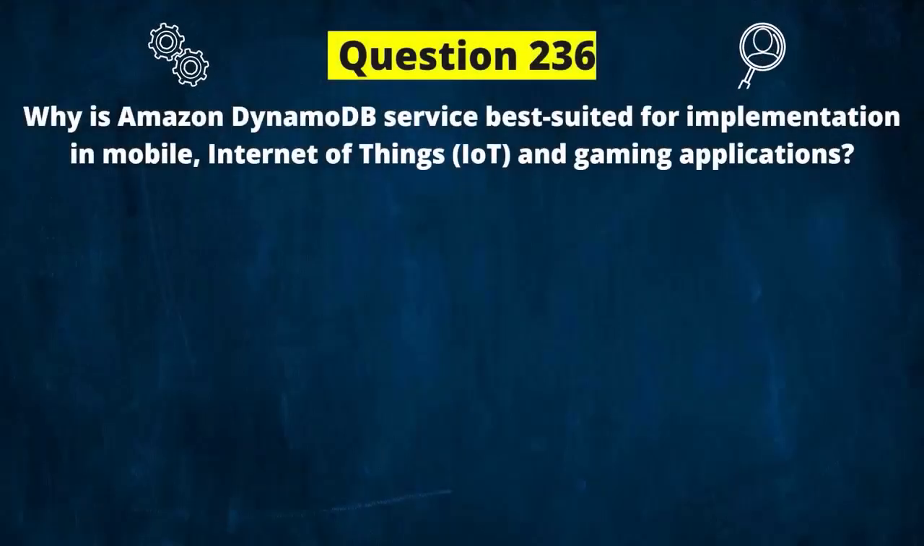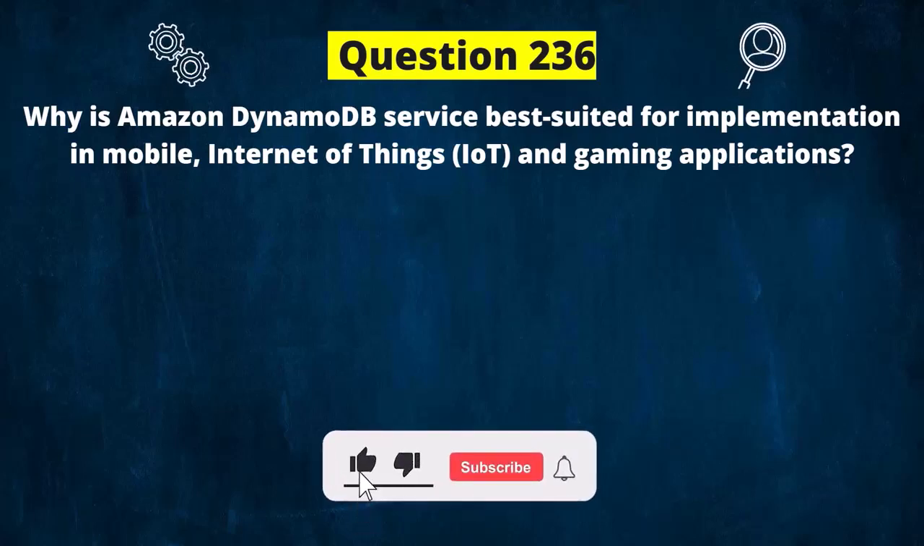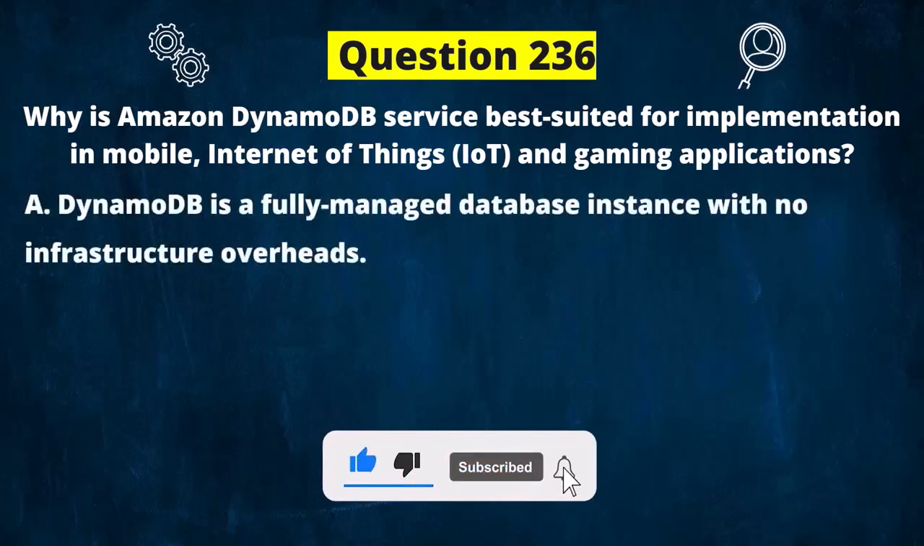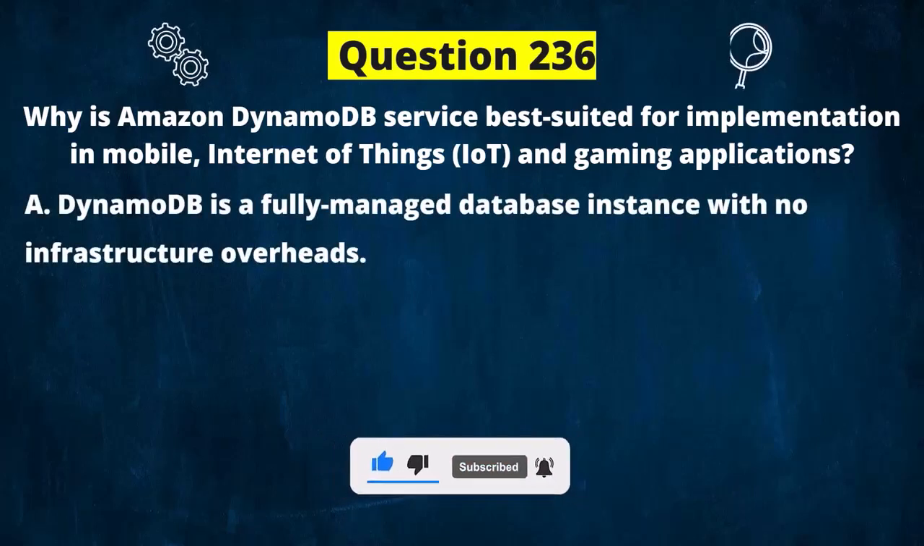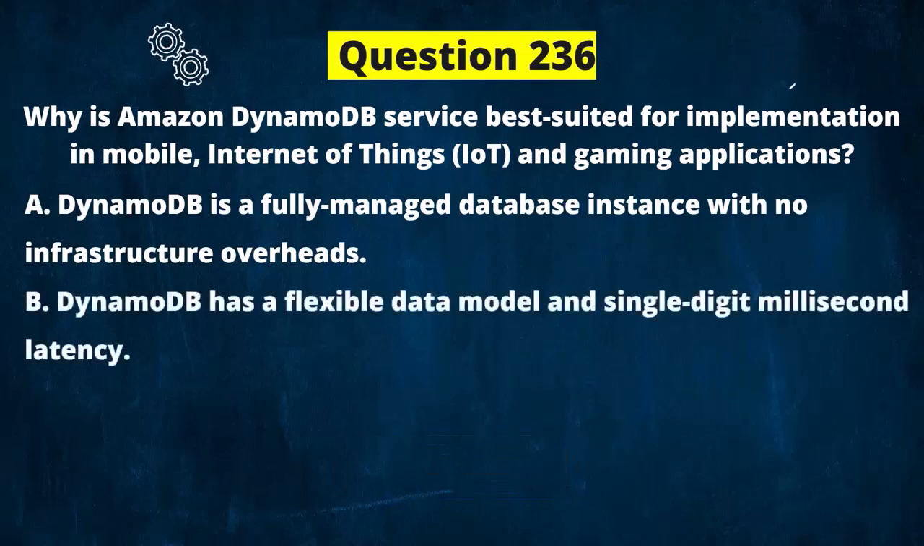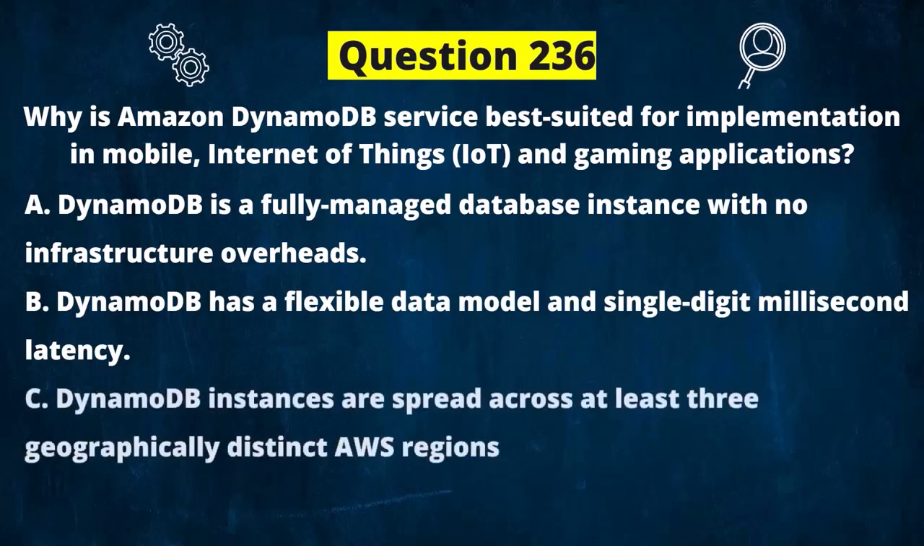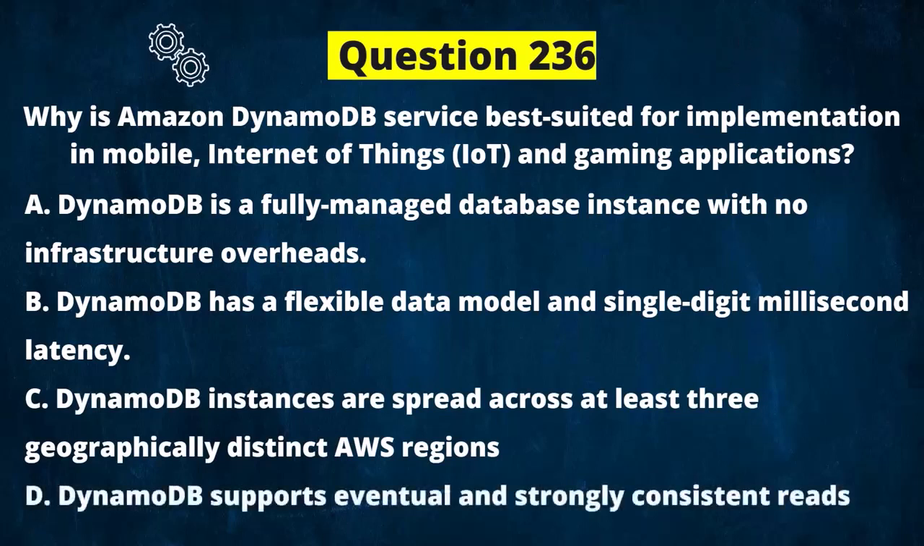Next question. Why is Amazon DynamoDB service best suited for implementation in mobile, Internet of Things, and gaming applications? And the options are A. DynamoDB is a fully managed database instance with no infrastructure overheads. B. DynamoDB has a flexible data model and single-digit millisecond latency. C. DynamoDB instances are spread across at least 3 geographically distinct AWS regions. D. DynamoDB supports eventual and strongly consistent reads. And the correct answer is option B.